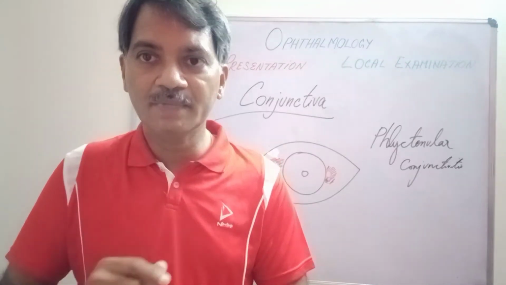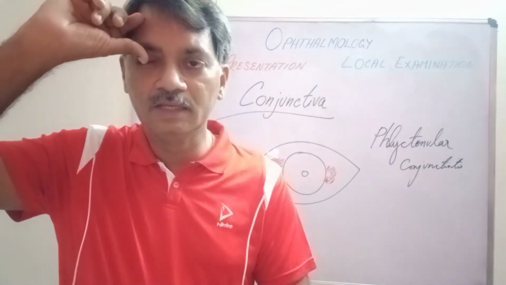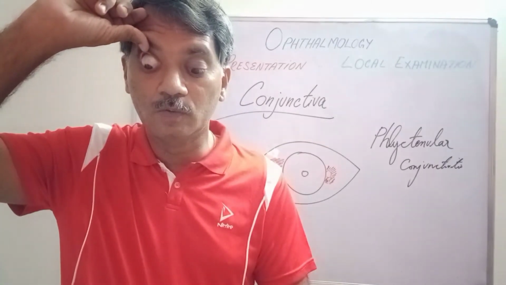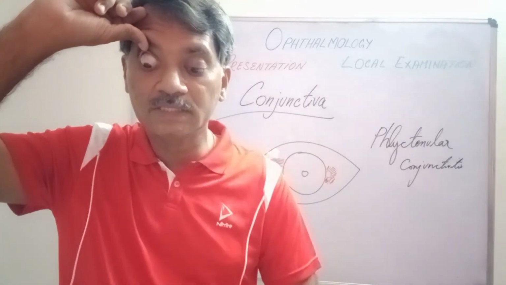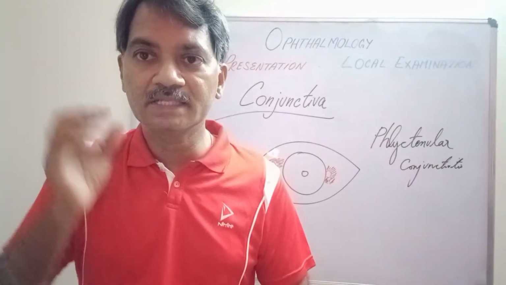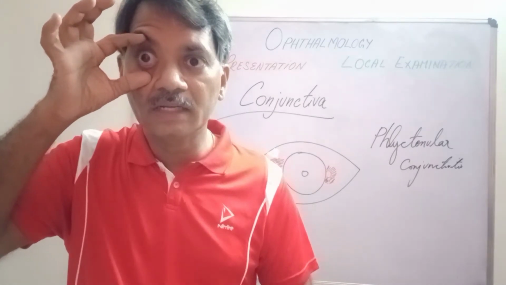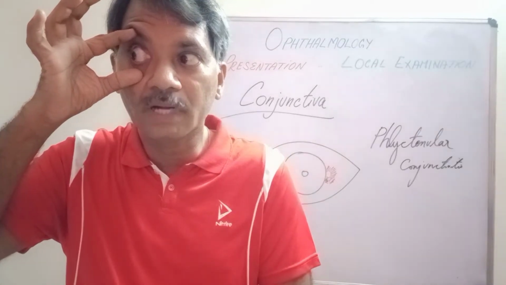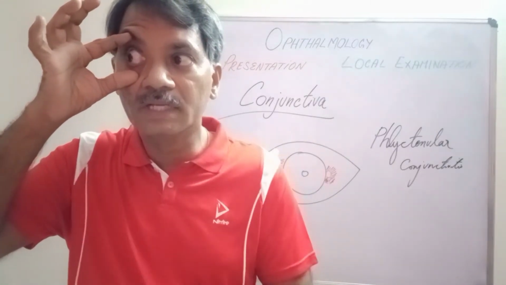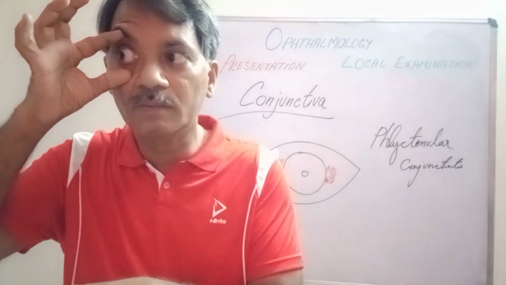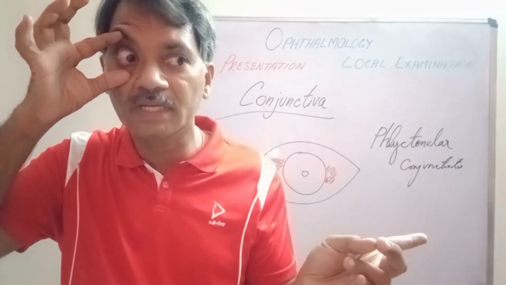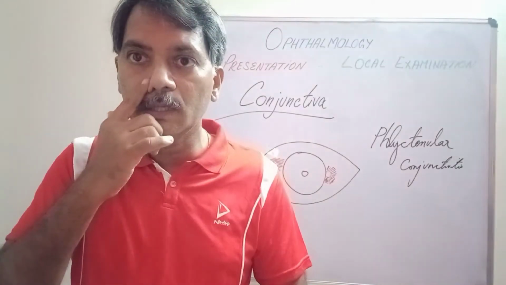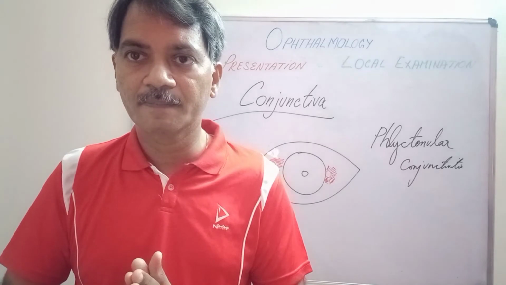If you want to examine the upper bulbar conjunctiva, gently hold the upper eyelid and pull it upwards and ask the patient to look down. You can see the upper bulbar conjunctiva fully. If you want to examine the nasal bulbar conjunctiva, just pull both the lids like this and ask the patient to look temporally. You can see the nasal bulbar conjunctiva. If you want to see the temporal bulbar conjunctiva, ask the patient to look on the nasal side. You can see the temporal bulbar conjunctiva. This is how the bulbar conjunctiva is examined.